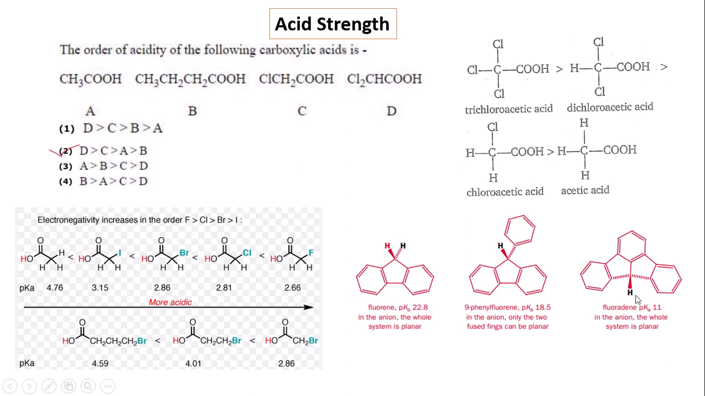Here with the benzene substituents, through the resonance effect, the conjugate base becomes stabilized, so the acidity of fluorene is higher and the whole system becomes planar due to the binding mode. But here the phenyl group is open, so due to steric hindrance the resonance effect does not work properly, so the conjugate base is not so stable, hence it has lower acidity compared to fluorene.